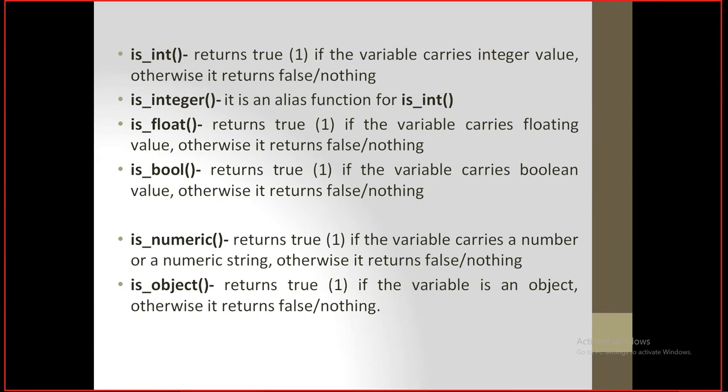That means it can be a floating value or an integer value, or we are passing a numeric equivalent of a string, or a numeric string. In that case also, it will return true. Fine. And is_object, obviously, if the variable is an object, then it will return true. Otherwise, nothing.